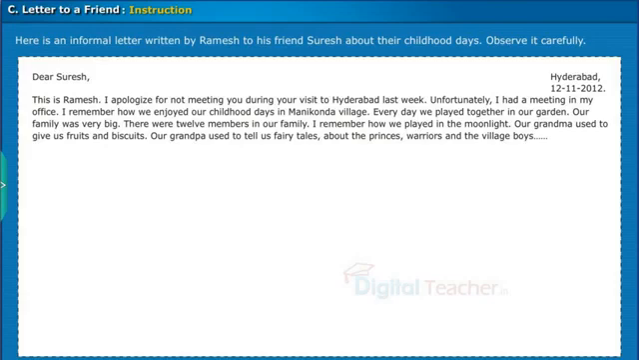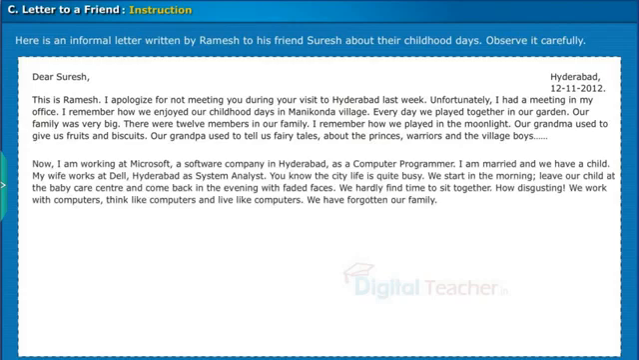There were 12 members in our family. I remember how we played in the moonlight. Our grandma used to give us fruits and biscuits. Our grandpa used to tell us fairy tales about the princes, warriors, and the village boys. Now, I'm working at Microsoft, a software company in Hyderabad, as a computer programmer. I'm married and we have a child. My wife works at Dell, Hyderabad as system analyst.